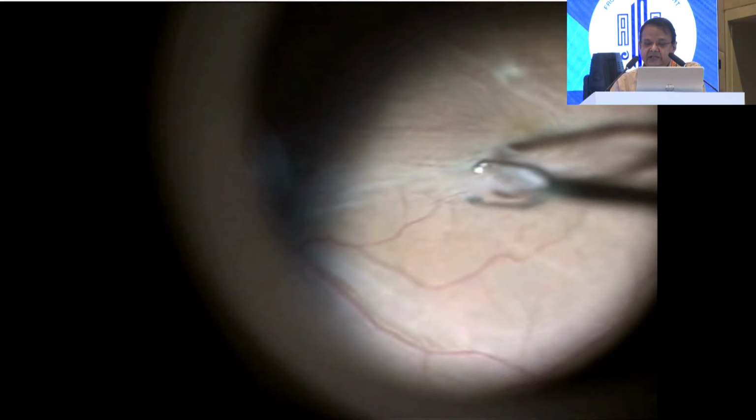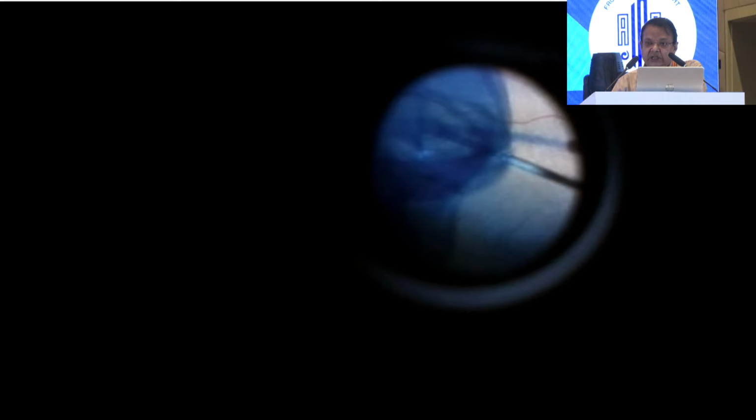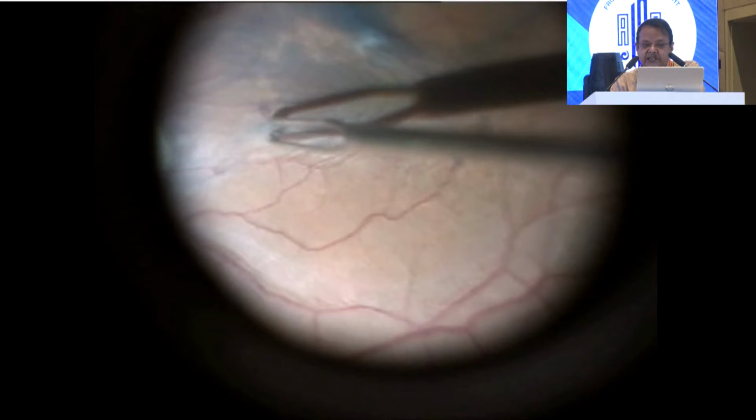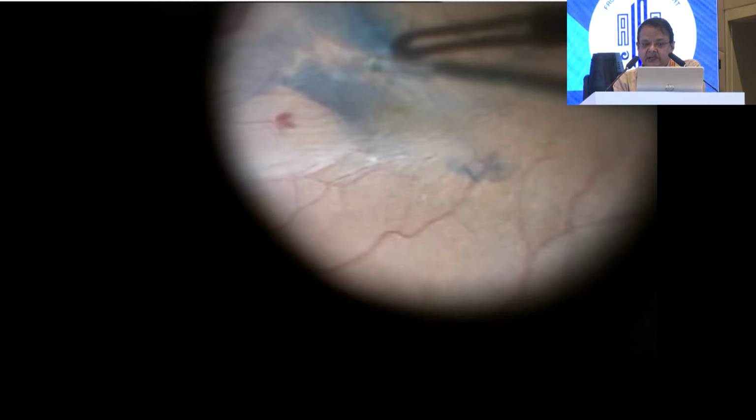Whenever you are doing a peeling, always go towards the base and don't pull anterior posterior. If you pull anterior and posterior, you are liable to create breaks. And in any doubt, you go ahead and stain. Like in this patient, I have done a BVG staining, which gives a negative staining. And I'm going towards the base of the epiretinal membrane and you have to pull the membrane tangentially. Don't pull anteroposteriorly.